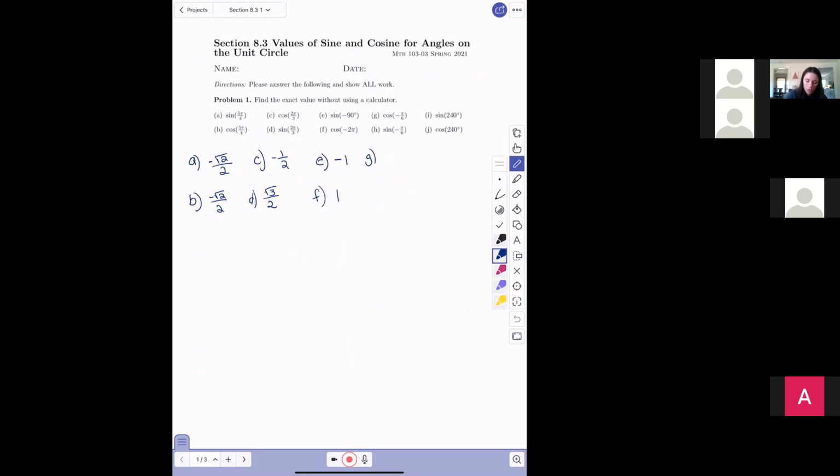Problem G, cosine of negative pi over 6. Radical 3 over 2? Yep. Is anyone confused on that one or want me to explain that one? Okay, problem H, sine of negative pi over 6. Is it negative 1/2? Yep. Any questions there?